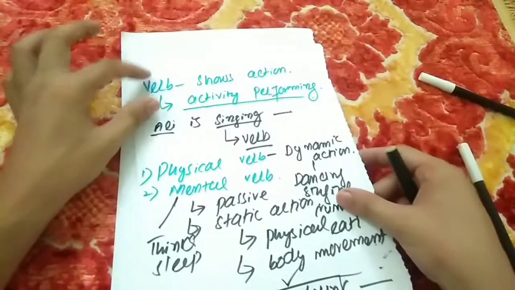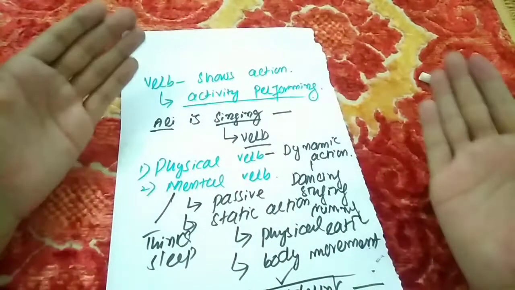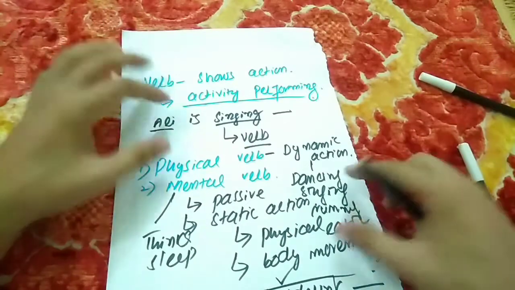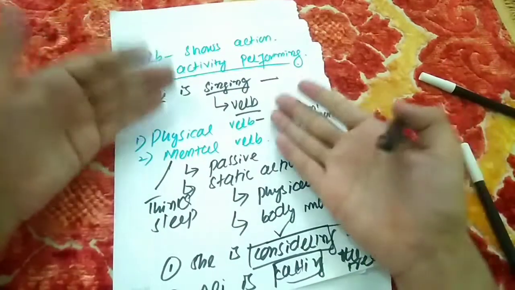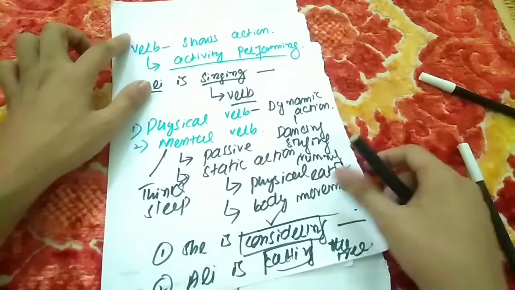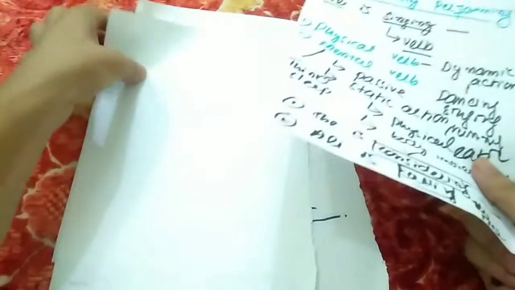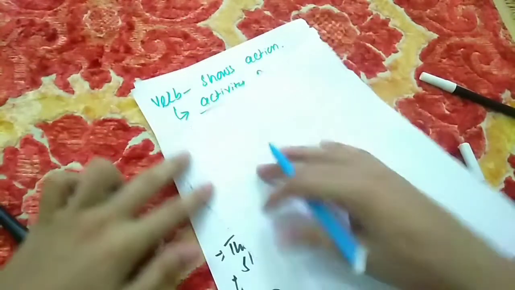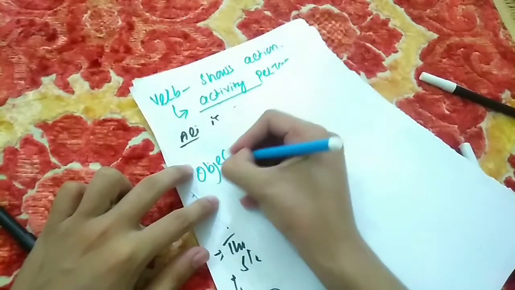Okay, so a verb shows action, and we can say there are two types of actions: physical verbs and mental verbs. We have dynamic actions and static actions in a sentence. It's extremely easy. Next we have object. Now what is an object in a sentence?